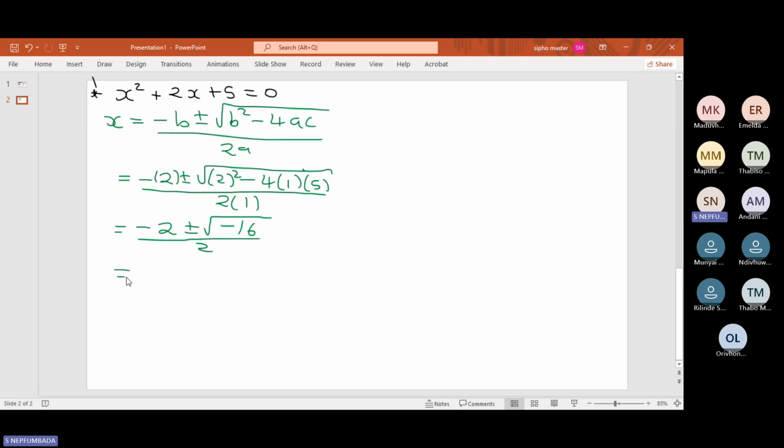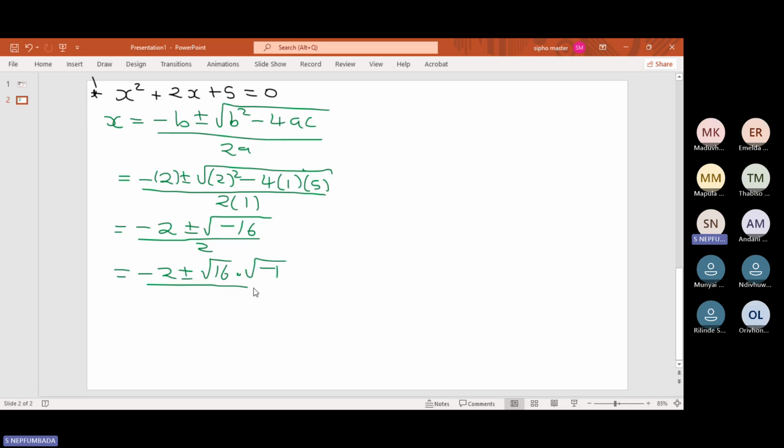Then this is going to be equal to minus 2 plus or minus. What is this? This is the same as the square root of 16 multiplied by the square root of minus 1, divided by 2. Then this is equal to minus 2 plus or minus the square root of 16, which is 4. Then the square root of minus 1 is i. Then it means we have got this thing divided by 2.